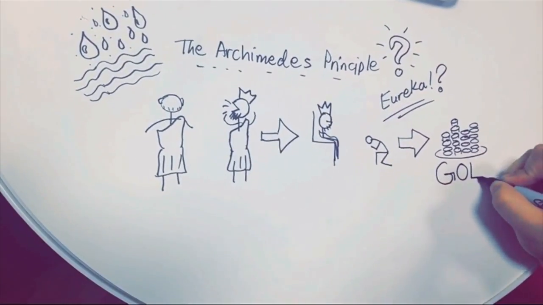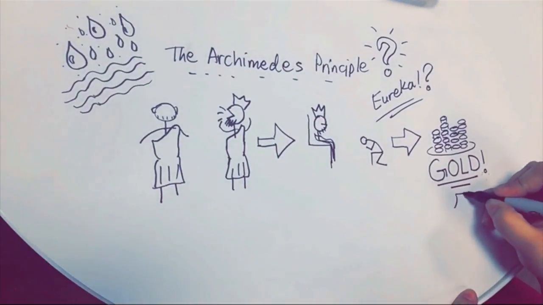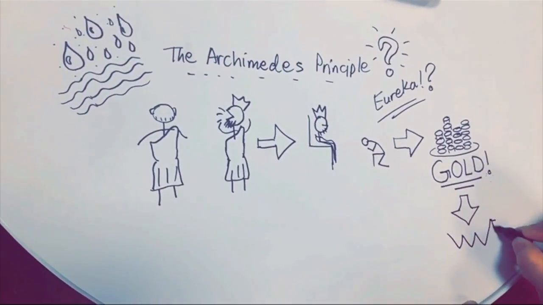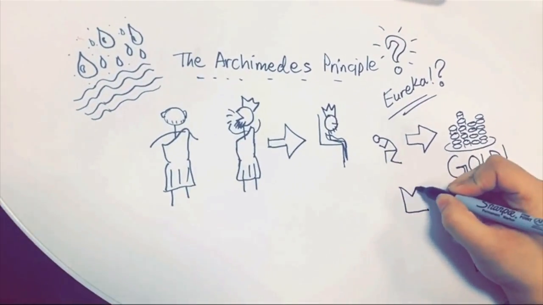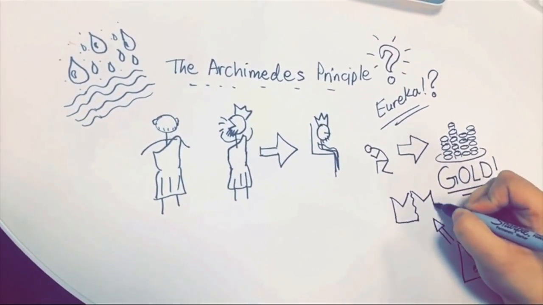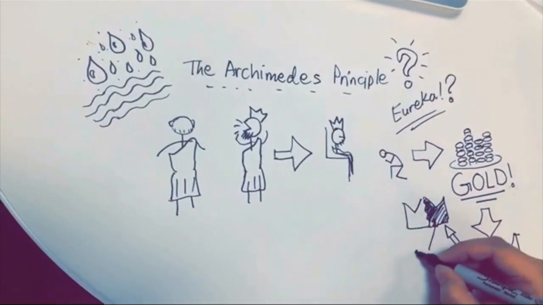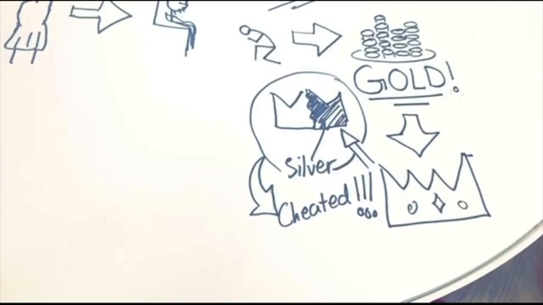The goldsmith's task was to turn all of the gold that the king had provided into a crown of pure gold. But the king felt cheated because he believed that the goldsmith mixed some silver into the crown and kept some of the gold for himself. But the king had no way of knowing for sure until Archimedes discovered a solution to his problem.